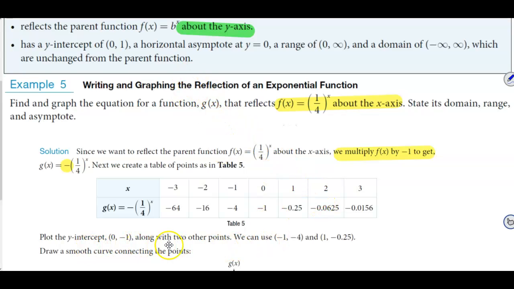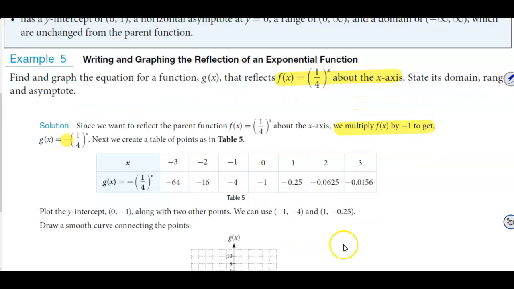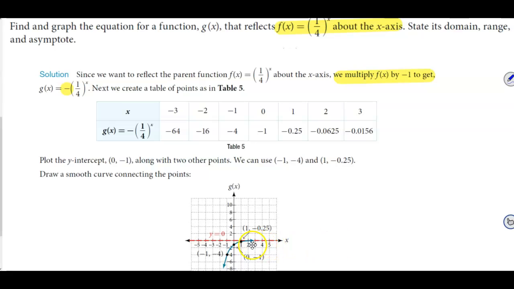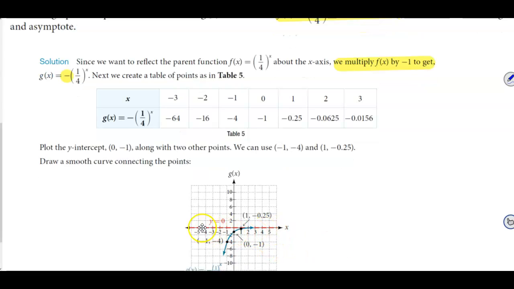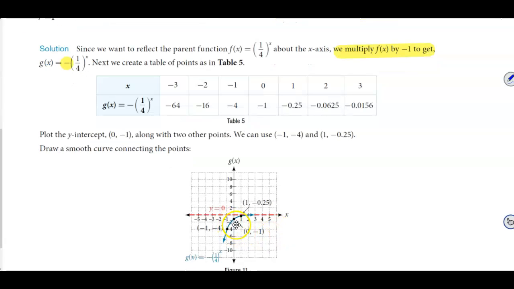So we're going to plot the y-intercept, which is 0, negative 1, along with two other points. So we're choosing negative 1, negative 4, and then 1 and negative 0.25. And then also don't forget that we have that horizontal asymptote at y equals 0. We draw our y-intercept at 0, negative 1. We plot our point at positive 1 and negative 0.25. And our other point is negative 1 and negative 4.